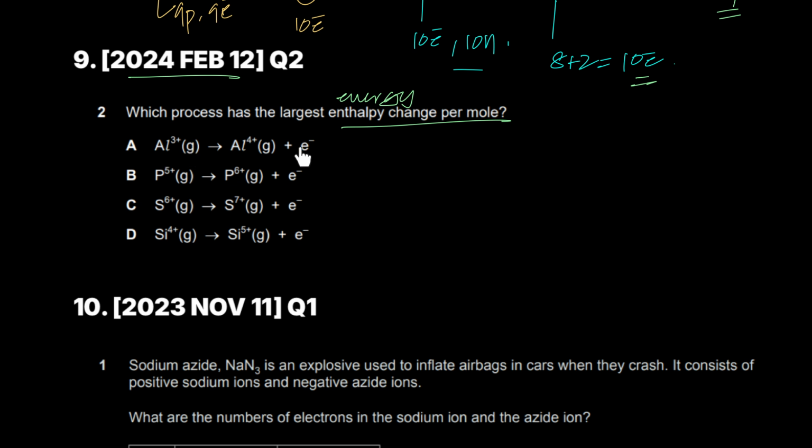Aluminum 3 plus, removal of electron. P5 plus, removal of electron. S6 plus, Si4 plus, removal of electron. Why are you saying C, Raima? Why are you saying C? Come on. I also need the logical reasoning for it.